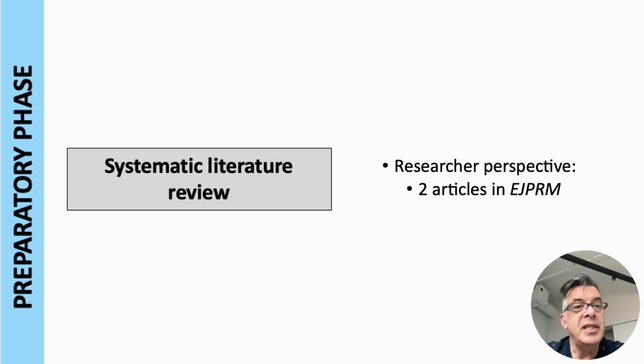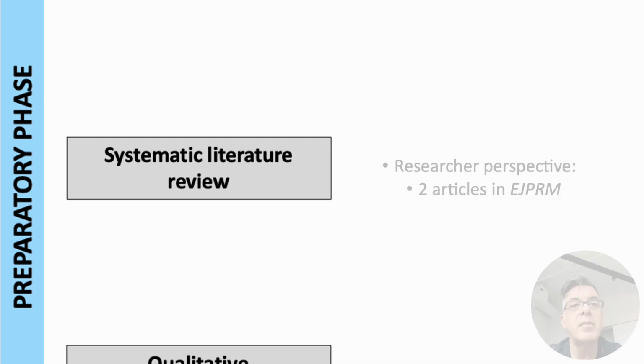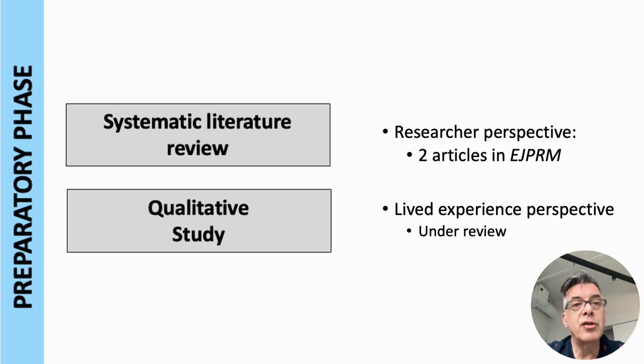The 4 studies that we need to conduct in order to develop a core set. The first study is a systematic literature review. This review represents the perspective of researchers, and the 2 resulting articles have already been published in the European Journal of Physical and Rehabilitation Medicine. The second study contains interviews with individuals that are living with deafblindness themselves from all 6 regions of the WHO, and this study is completed and currently under review with the same journal.